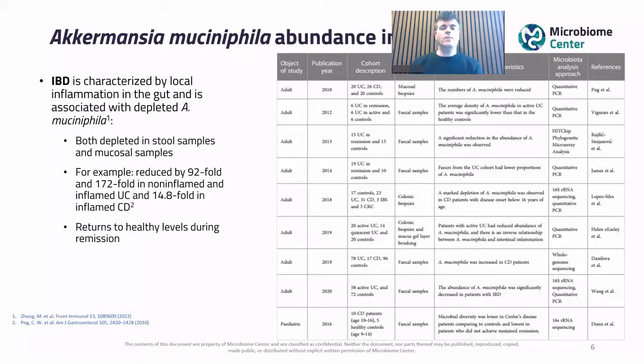Other indications in which depleted Akkermansia has been found are, for example, allergies such as eczema. But any indication with an impaired mucus layer is actually linked to lower Akkermansia abundance.